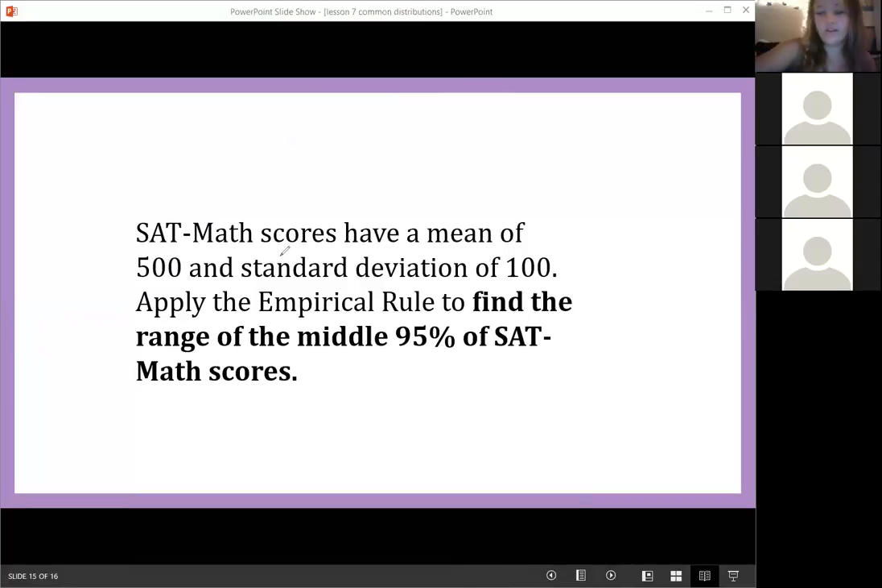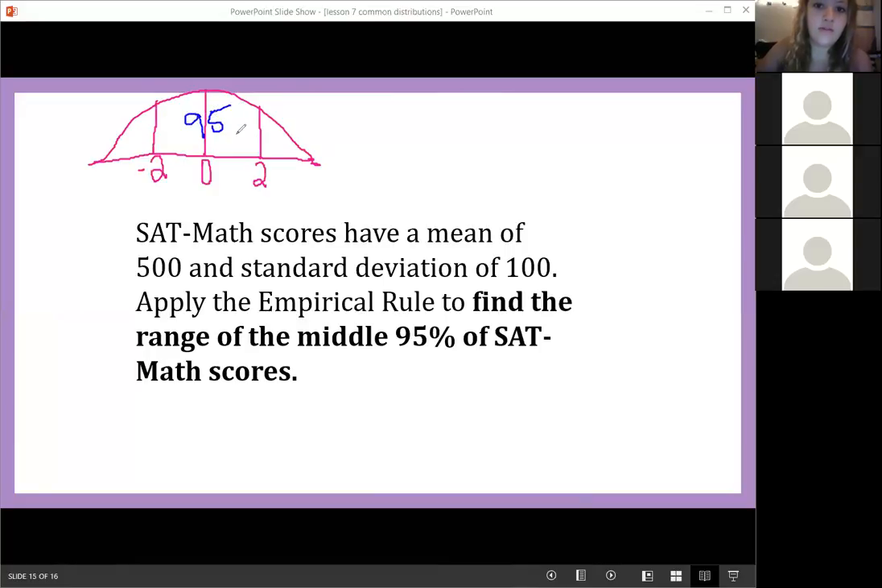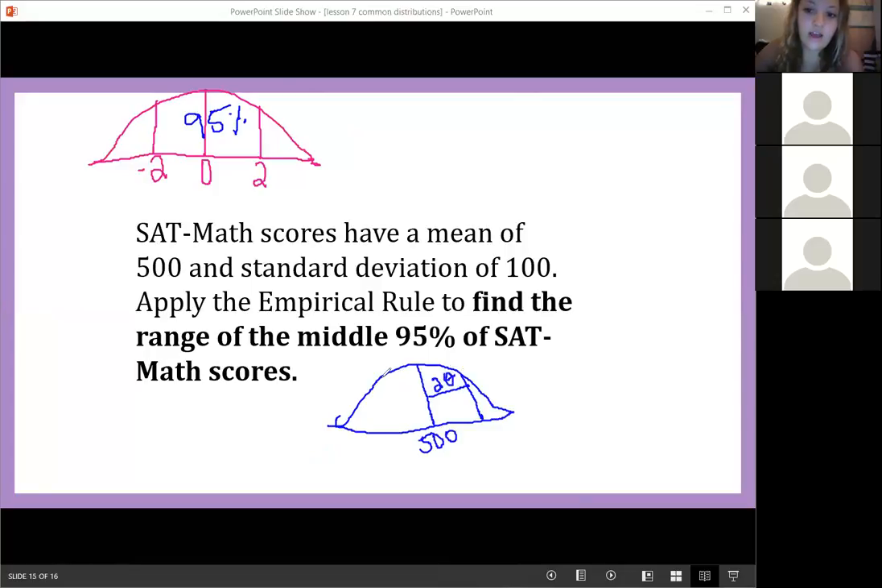Let's do a throwback Sunday to our empirical rule really fast. If we have our mean of 0, as per usual, and we're talking about our 95% confidence interval, you guys obviously know that it's within plus or minus 2 standard deviations. So this is going to be 95% of our data. If we were to take the math scores that we had, we start here with our mean of 500, and our standard deviation is 100. What we want to do is go out 2 standard deviations on either side.